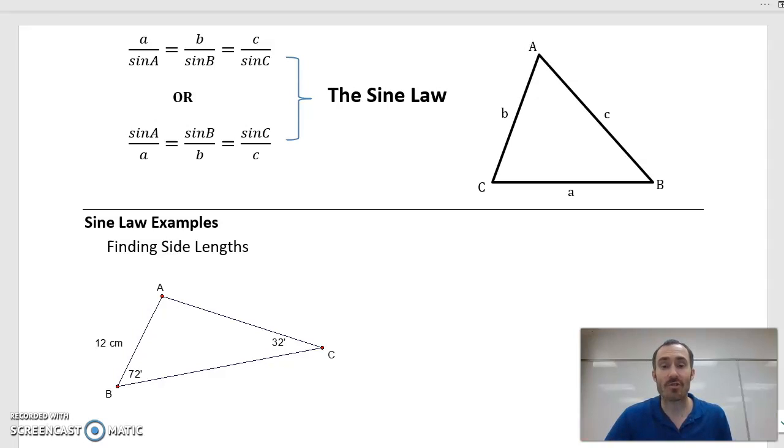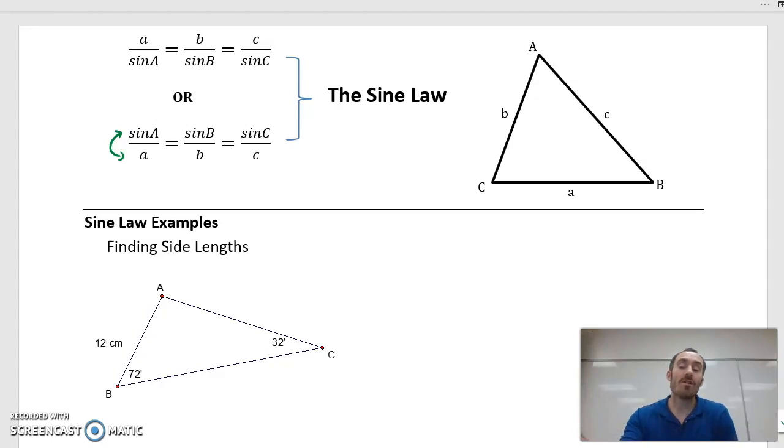And it also doesn't actually matter if you do it upside down or right side up. So notice that if we flip those upside down like this, and you do the sine of the angle on the top and you do the side on the bottom, it still works exactly the same.